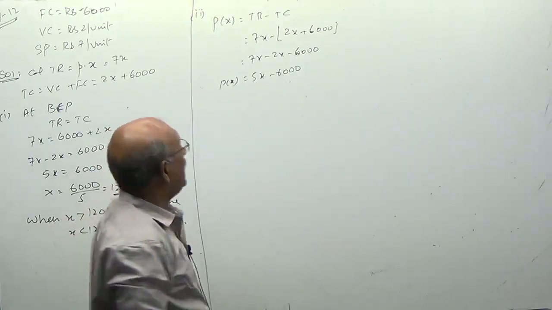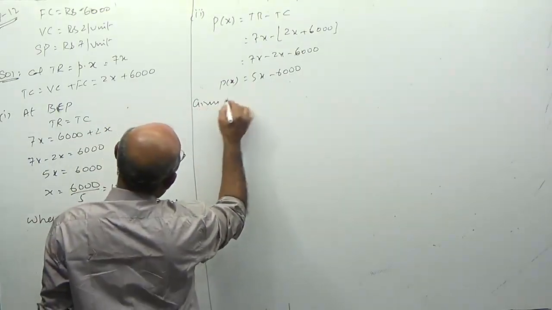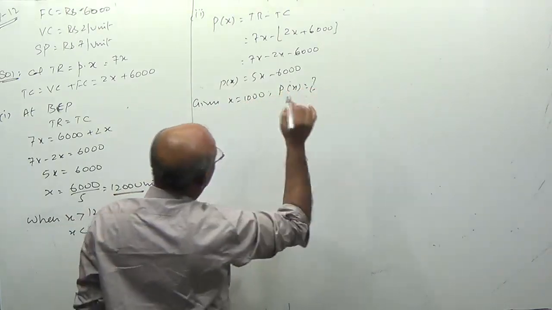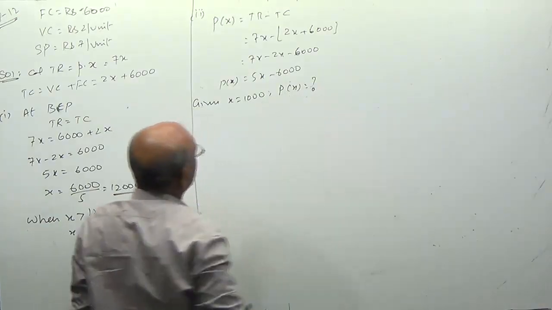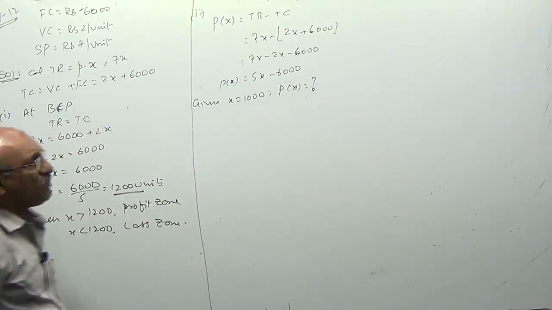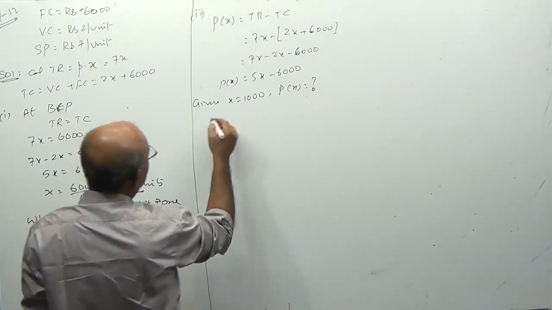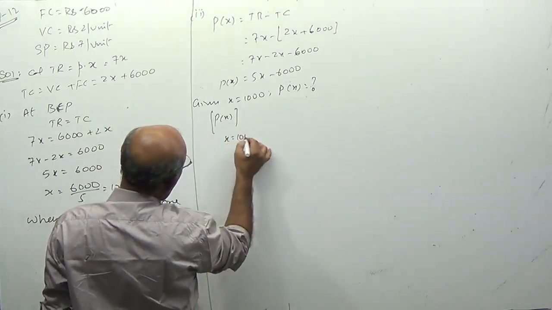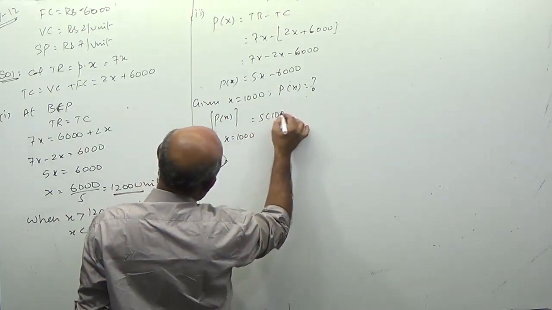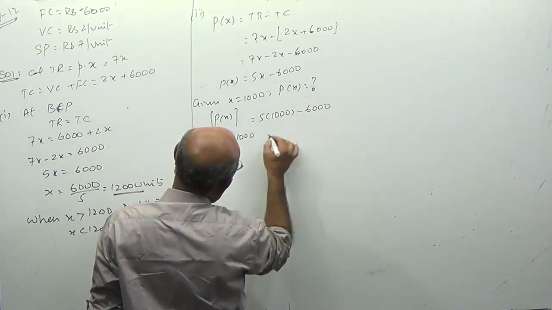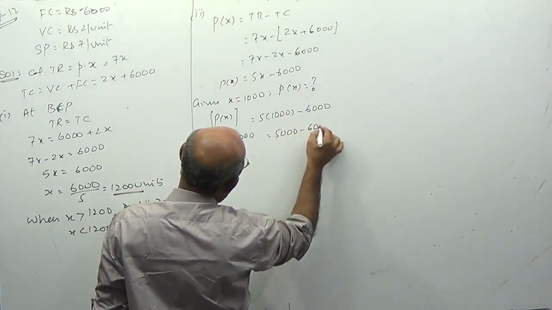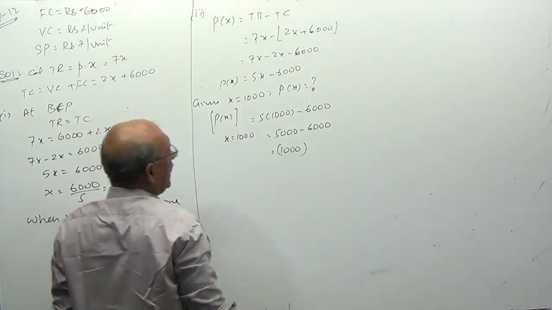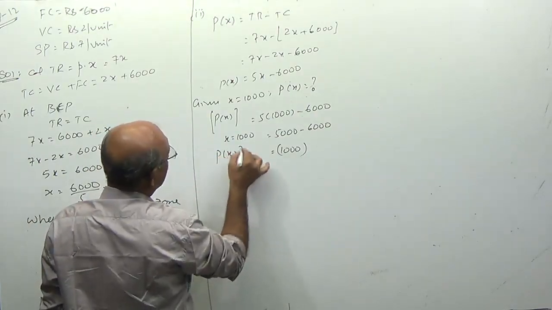Okay, sir. Given X is equal to 1,000, profit P of X is equal to question mark. So profit at X equal to 1,000 is 5 into 1,000 minus 6,000. 5,000 minus 6,000. This is 1,000 loss.